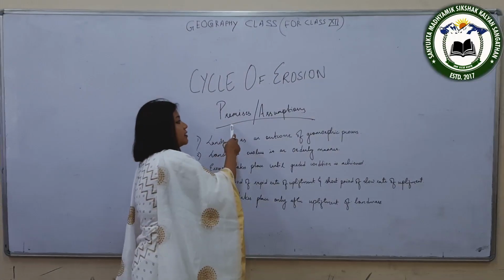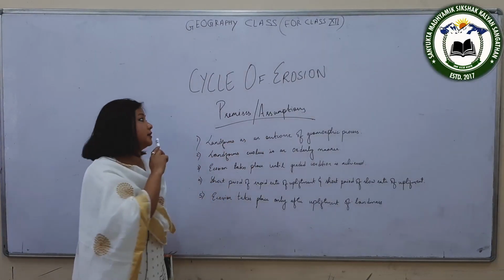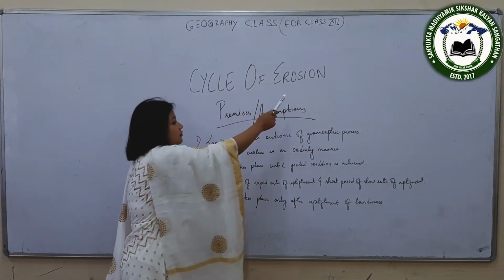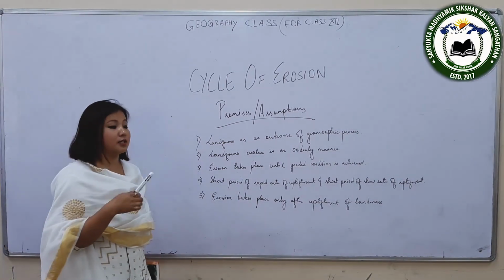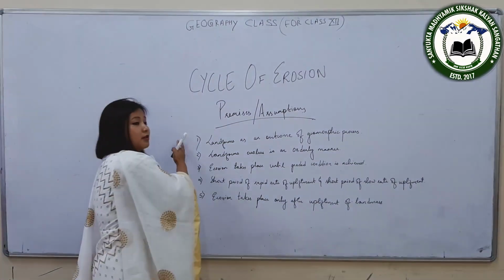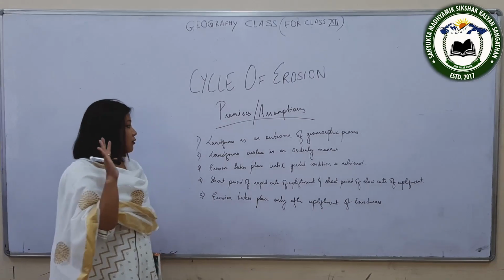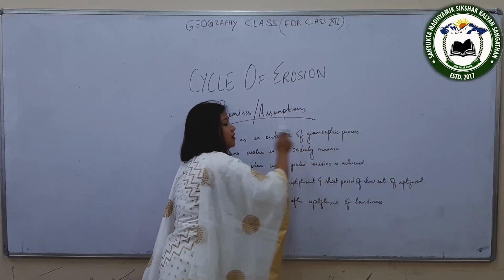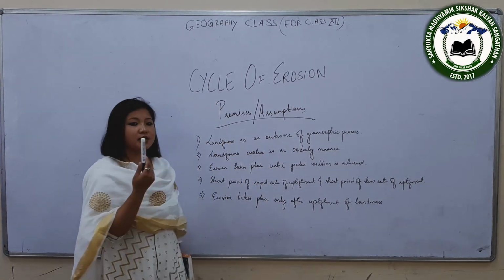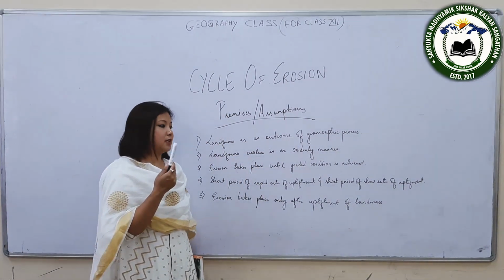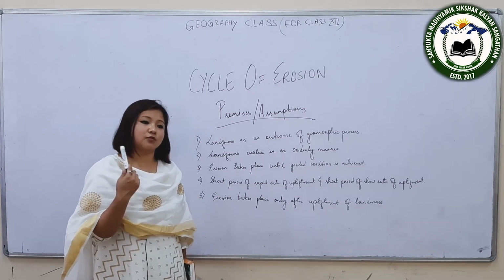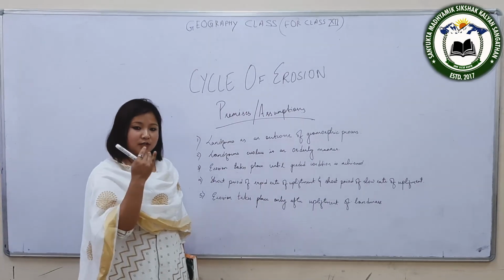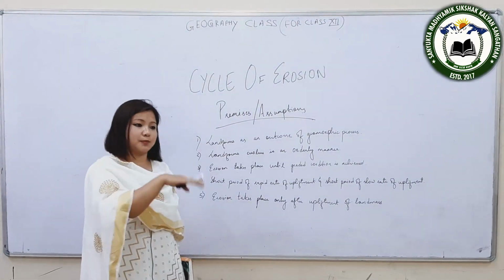Now, coming to the premises and assumptions made by William Morris Davis. Before developing the concept of cycle of erosion, he presumed or developed some logic which are as follows. Firstly, what he said is that landforms are an outcome of geomorphic process. So, landforms are developed due to geomorphic process, namely the endogenetic and exogenetic forces, which I have explained earlier.